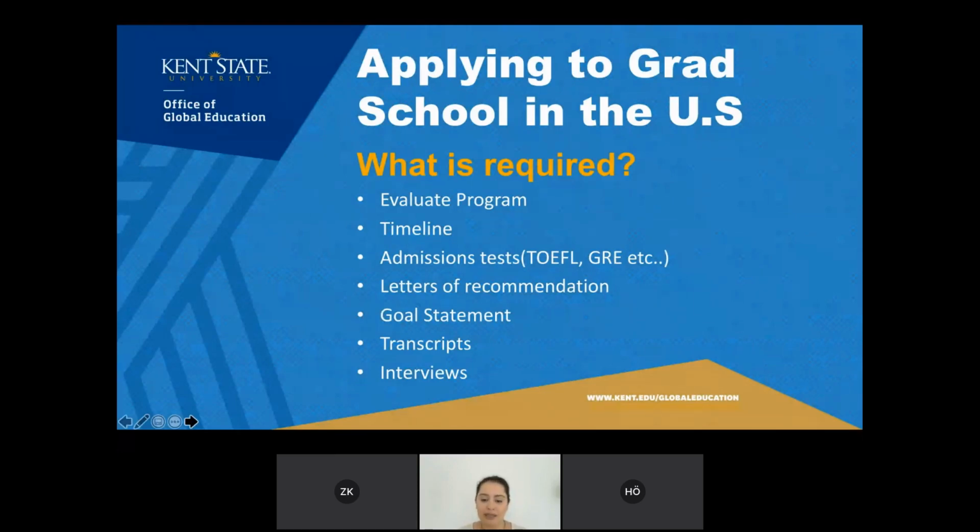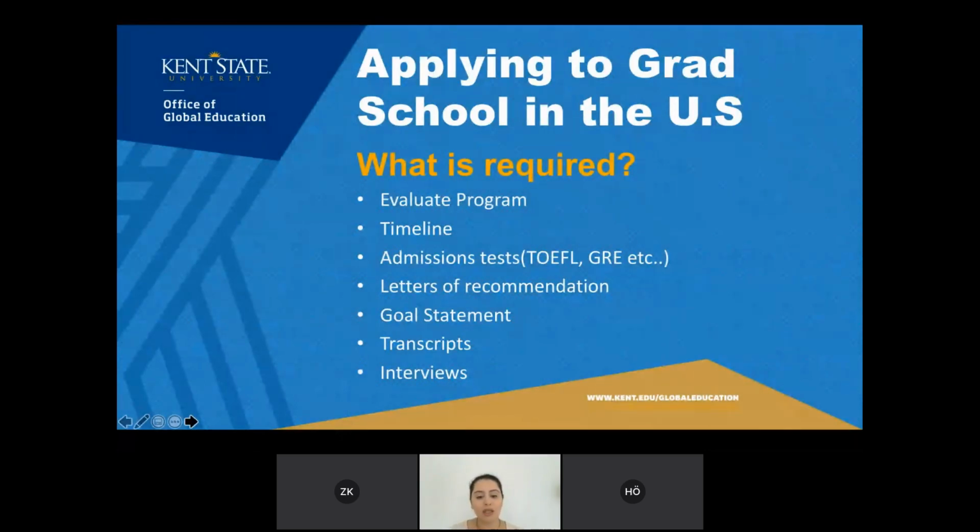And of course, your transcript. They want to see how you did in your bachelor's degree in your home country. And if you're applying for a PhD, they will also want to see that you have a master's degree and how well you did. Most of the time at the graduate level, the GPA has to be about a 3.0 out of 4 to be admissible. Some universities will look at 2.7 out of 4, but you do typically have to have a B or higher to be selected for graduate school.